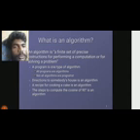Some examples of algorithms: a recipe for cooking a cake is an algorithm. The steps to compute the cosine of 90 degrees are an algorithm. So it is not only in programming; in real life also, everything can be compared with algorithms.